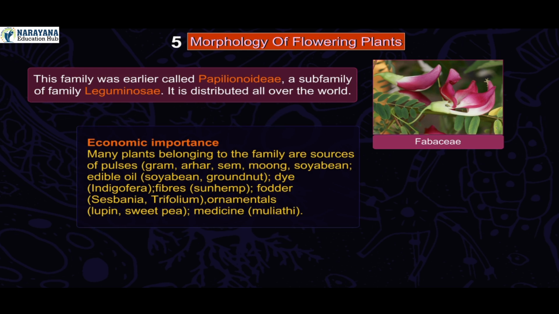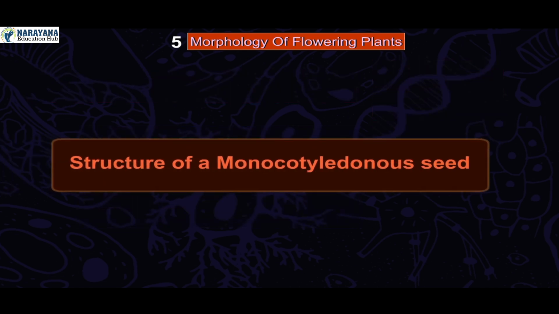Economic importance. Many plants belonging to the family are sources of pulses, that is, gram, arhar, sem, mung, soybean; edible oil, that is, soybean, groundnut; dye, that is, indigofera; fibers, that is, sun hemp; fodder, that is, sesbania, trifolium; ornamentals, that is, lupin, sweet pea; medicine, that is, mulethi.